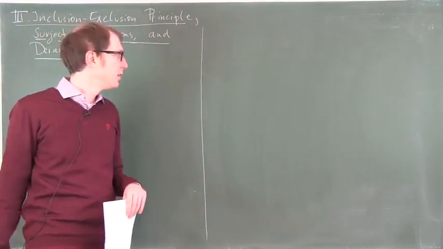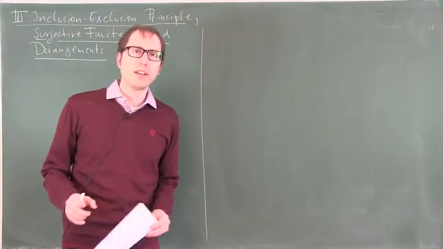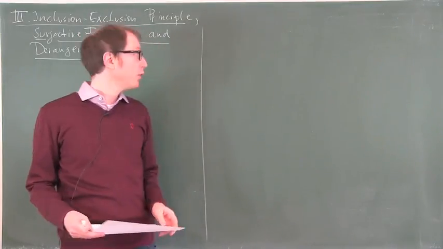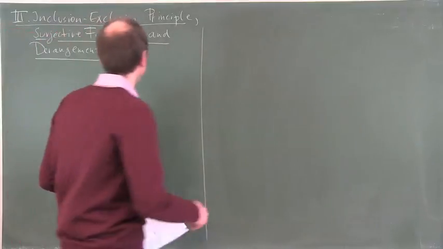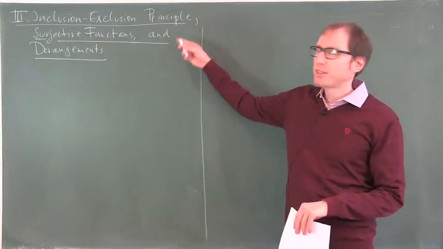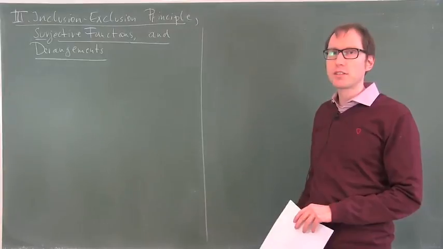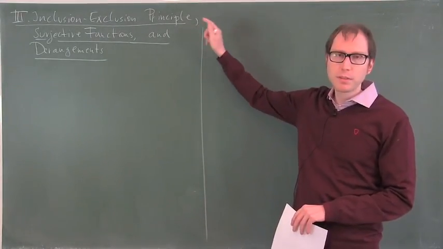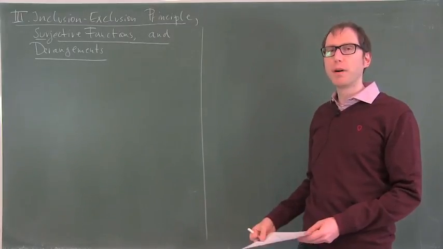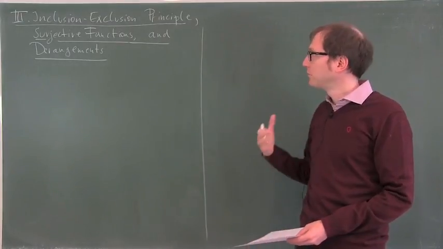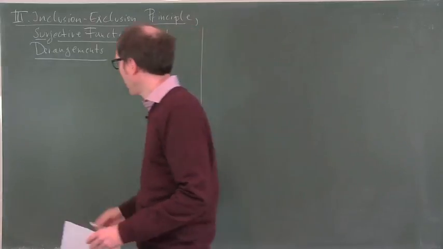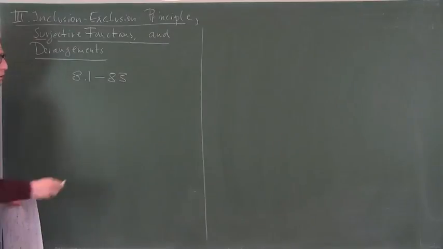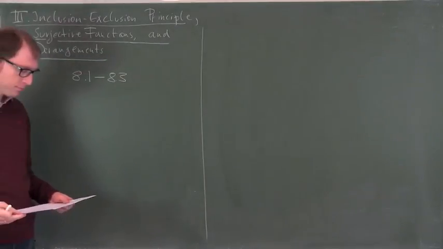So hi everyone. This is week 3 of the combinatorics class. So today we learn about the inclusion exclusion principle, surjective functions and derangements. And the inclusion exclusion principle is a very general and very powerful concept. This is 8.1 up to 8.3 in the book.